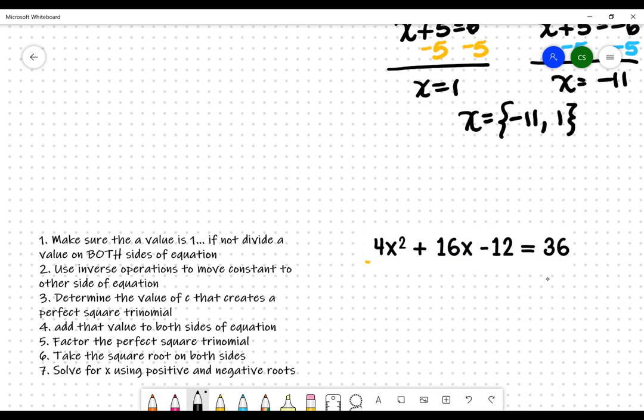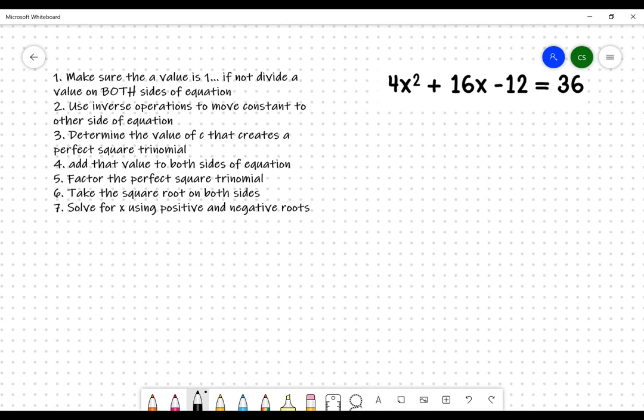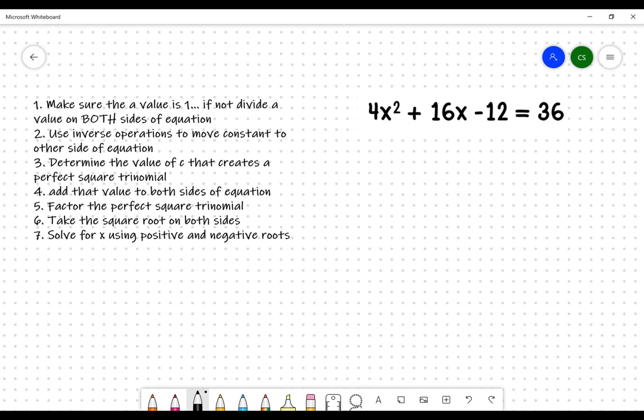Okay, well, what if my a is not 1? Is it going to be difficult? Not necessarily. So I want my a value to be 1 because that's when it best works. So what is my a value? 4. Well, how can I make my a value be 1? Divide everything by 4 to get rid of the coefficient. So I would divide every term by 4 because that's just how equations work.